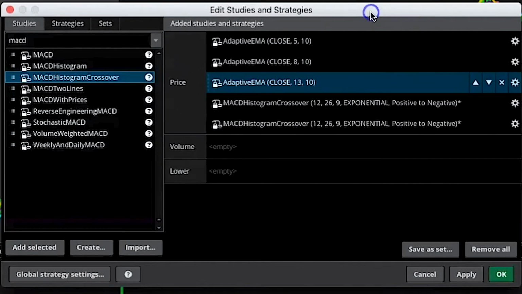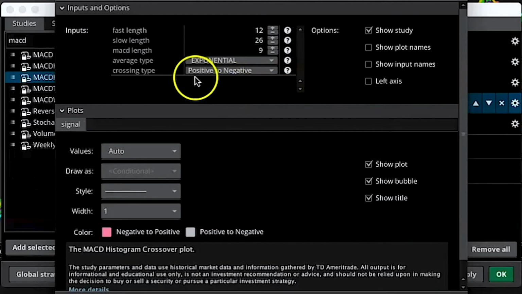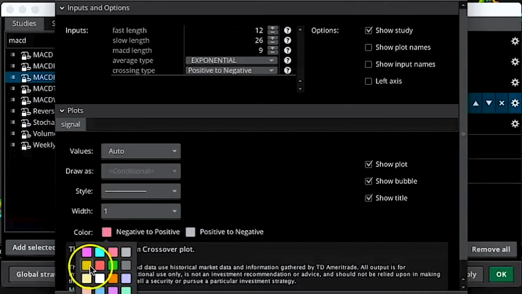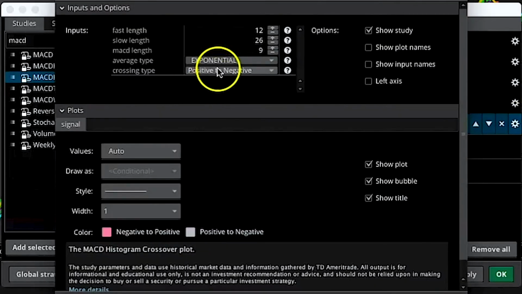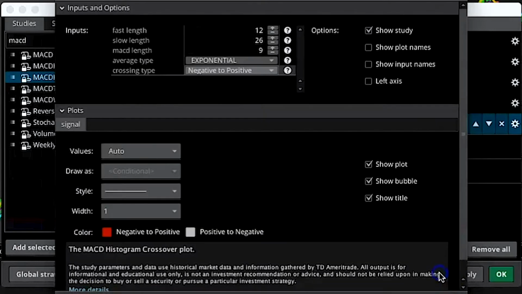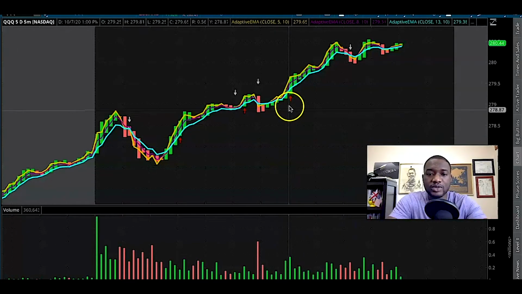Once that is done, the next thing you need to do is go to settings. You go from positive to negative. We can leave that as yellow, and for the next one, you change that from negative to positive, and we'll keep that as red. Okay, let's apply, hit OK, and see what happens.